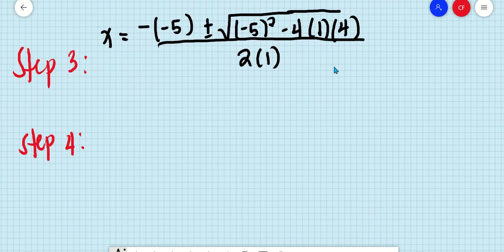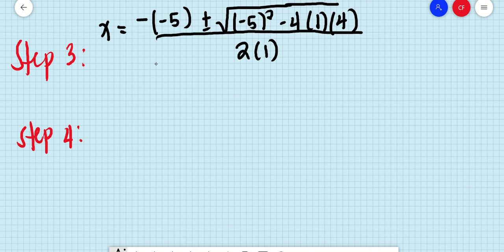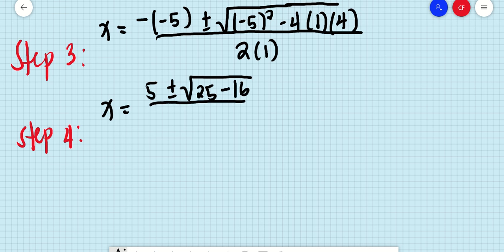Right? So, we have here steps 1 to 3. Proceed tayo sa step number 4. Simplify lang natin to. So, bali, x equals negative times negative 5, so positive 5, positive negative square root of negative 5 raised to 2. Ano sagot? Okay, very good. Positive 25. How about this one? Negative 4 times 1 times positive 4. Okay, very good. Negative 16. How about 2 times 1? Okay, so automatic yan, no? 2. Alright, so again, simplify. 5 positive negative square root of 25 minus 16, that is 9, right? Ayan, all over 2.